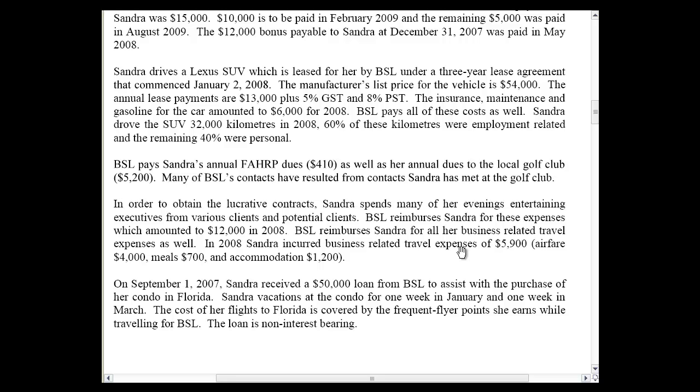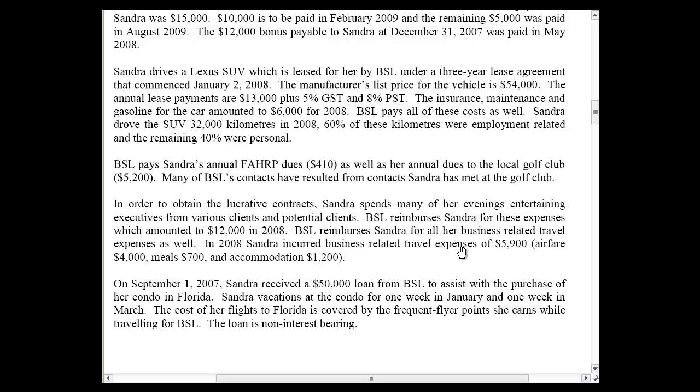The membership dues are not includable in her income because it's for the benefit of the company, and deductible for the company because clearly they're paying it for a reason, and that's for her to get contacts. In order to obtain lucrative contracts, she spends a bunch of time on entertaining, travel, and so on. This is very straightforward. All you can say is meals and entertainment, 50% deductible. The rest of it is all good. Clearly, it's for the benefit of the company, so it's no income inclusion for her.